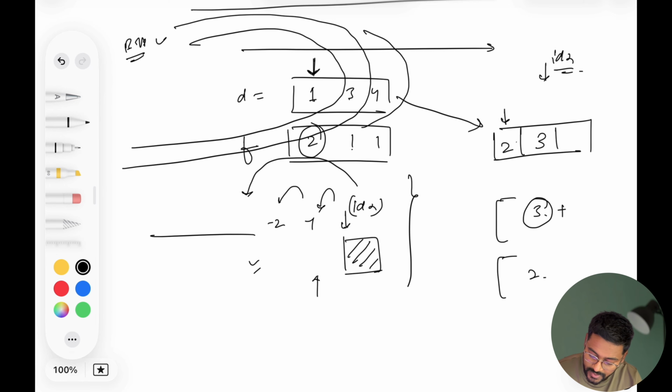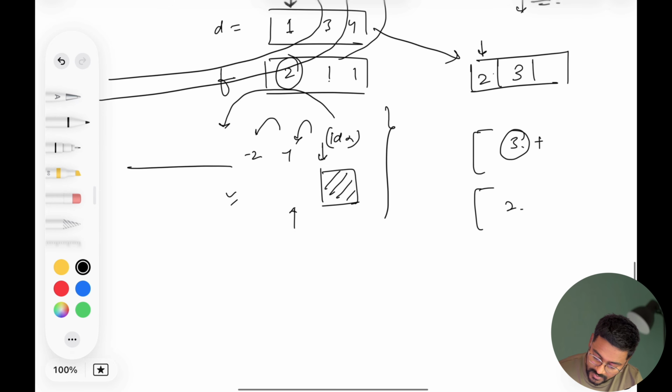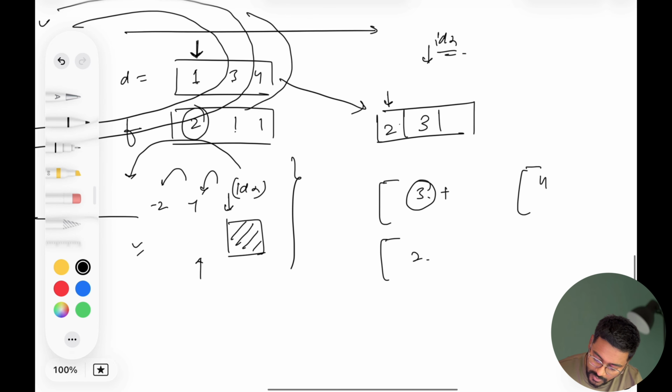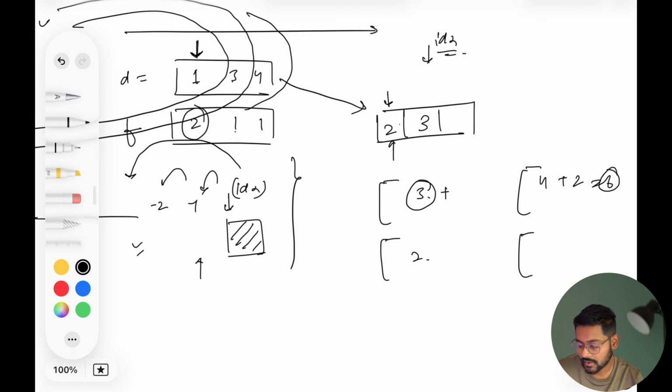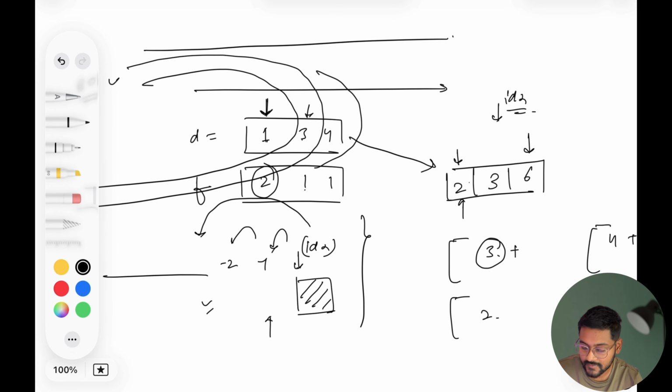If I'm including 4 as well, let's explore these cases. I'm including 4 plus, can I include 3? No. Can I include 1? Yes. And 1 with 1, what is the maximum damage? 2. So 4 plus 2, which is 3, which is 6, sorry. So 6 is one option. If I am not including 4, then the maximum damage till 3, that is 3. So the maximum of these is 6. So if I include every single possible damage value, then 6 is the maximum that I can get.